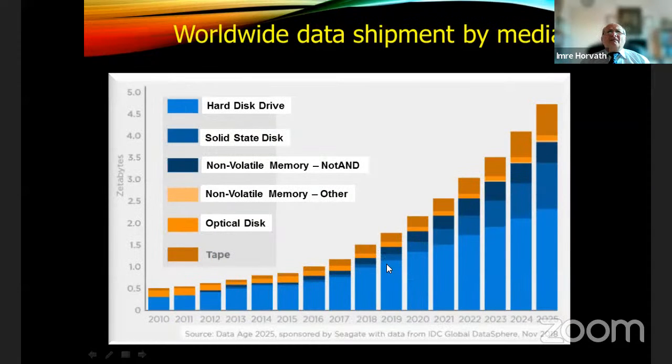If we consider the worldwide data shipment by various media, which I received from an official source, you can see how the hard disk, the solid state disk, the non-volatile memory, different forms of non-volatile memory, optic disk or tapes take part. Please switch off the microphone because I'm hearing noise. Thank you. As you see, it is a surprise that tape-based archiving is still there, even in 2025, according to this prognosis. But what is interesting is that the hard disk drive share and the solid state drive share are both increasing, while the non-volatile memory remains as it was a couple of years ago.